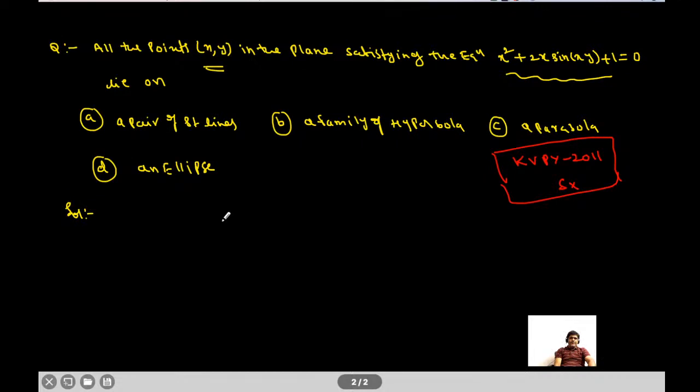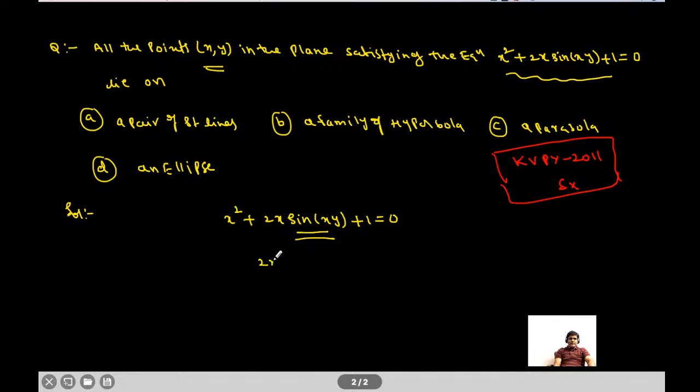Solution. The given equation is x square plus 2x sin xy plus 1 is equal to 0. This quadratic equation also contains a trigonometric function, sin xy. It's a mixed algebraic and trigonometric equation. So what you do is separate the trigonometric part and the algebraic part.